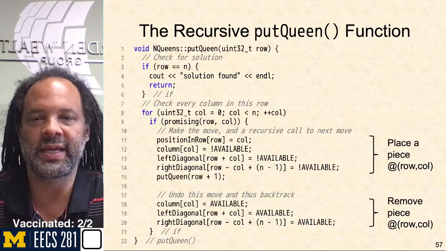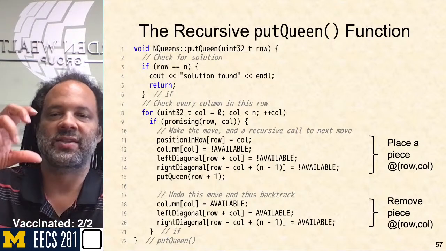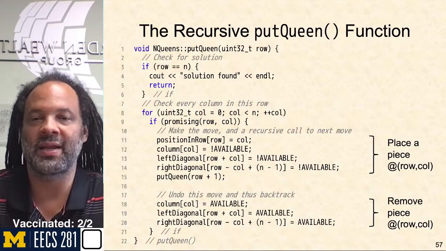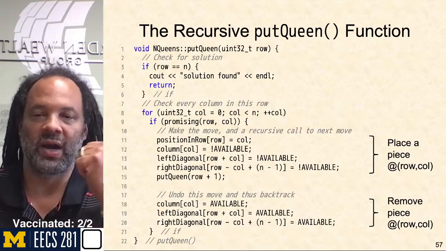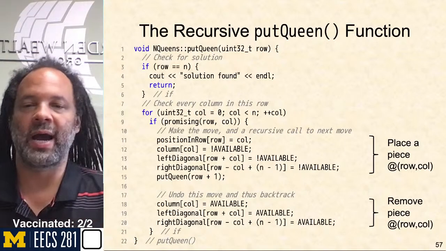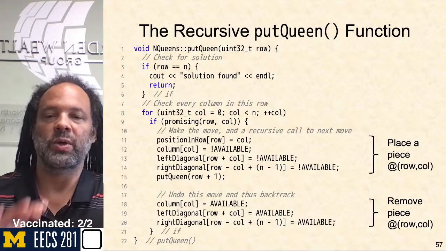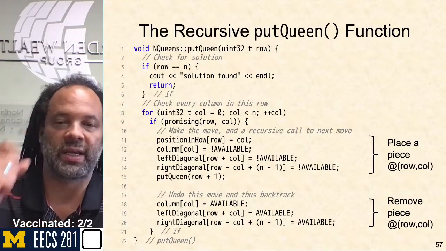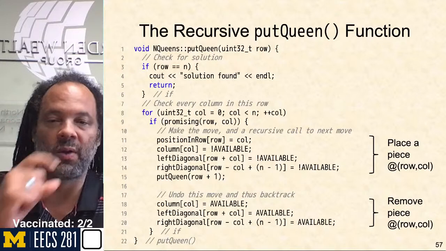What else do we need? We need some base case. I need some solution check. If row is equal to n, I've put the last queen, the solution is found, we're out. That's my base case. Otherwise, I'm going to try to extend the solution, which has some for loop that's trying all of the options in that particular row wrapped around a call to promising.